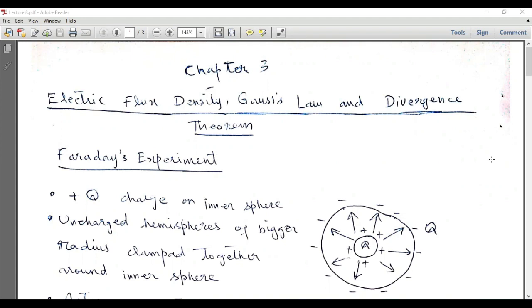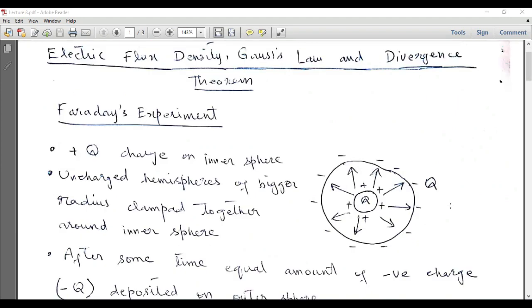So, the first topic of this chapter is Faraday's experiment, and Michael Faraday actually performed an experiment in which he used a sphere, and on the surface of the sphere he deposited a plus q amount of total charge, and he also took two hemispheres of bigger radii, and he just clamped those uncharged hemispheres outside this inner sphere, and the overall assembly after the clamping looked like the one which is shown in this figure.